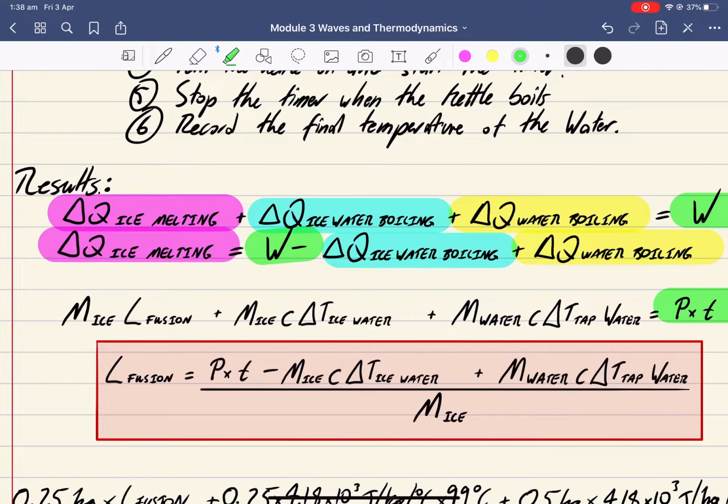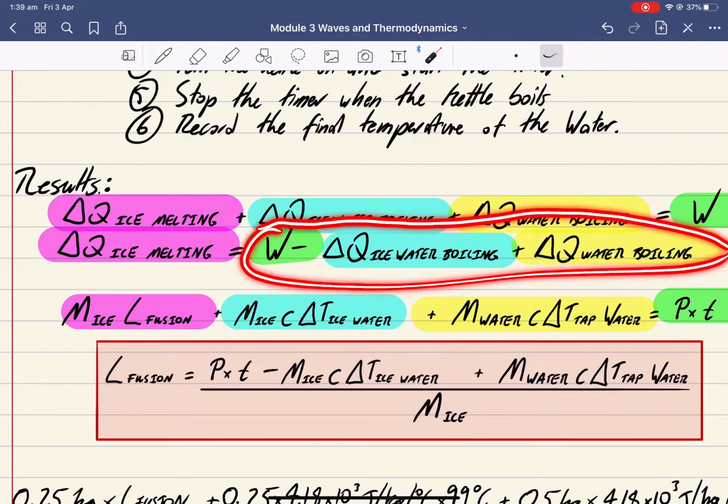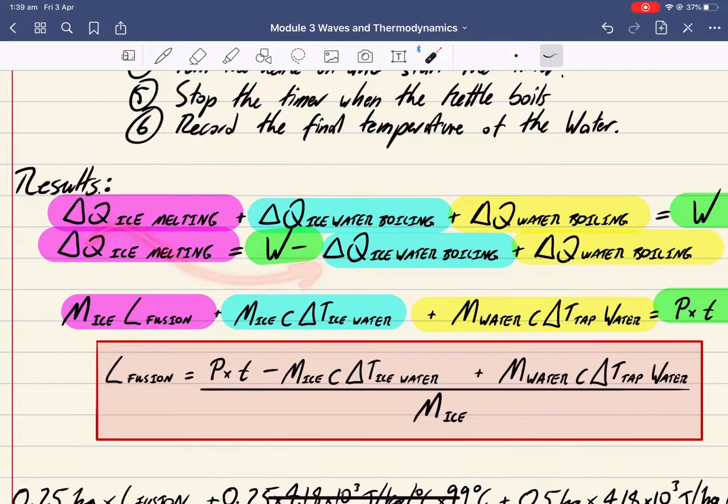Just to highlight these, based upon the above equation, we have that plus that plus that equals the energy that the kettle used. Once again, rearranging, we want to make it in the format of this equation, but instead of it being the mass of the ice multiplied by the latent heat of fusion, we're going to hold the latent heat of fusion on the left and move everything else to the right. So it looks very similar to this line, except we've put the mass of the ice down here, so you can see it there.